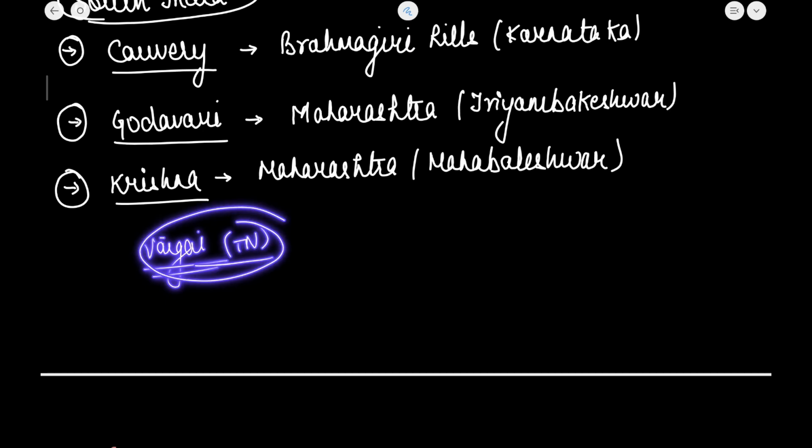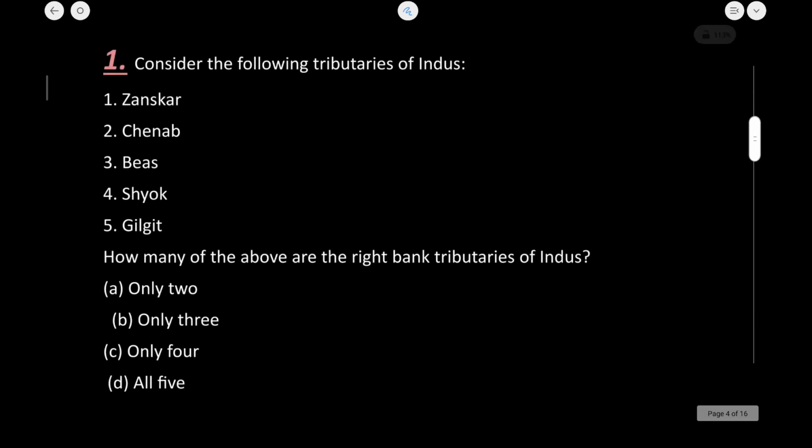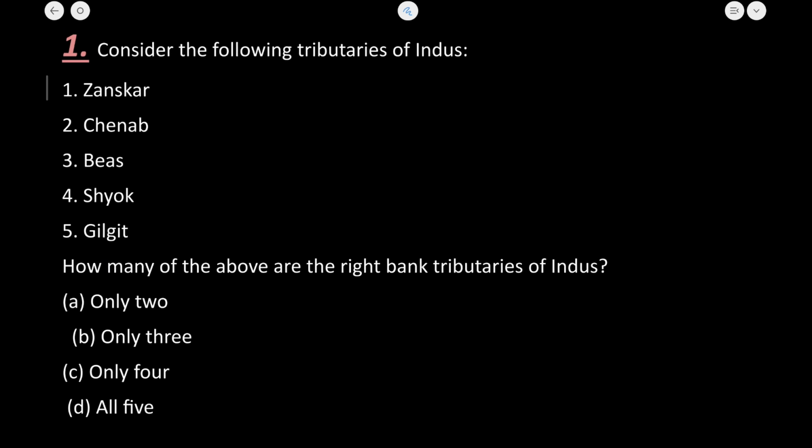Okay, now this is regarding all the information that I have. So let us now straight away move to the questions, and the rest of the points we will solve here only. Now let us see the first question. Consider the following tributaries of Indus. How many of the above are the right bank tributaries of Indus? So straight away there is a question of the right bank tributaries.